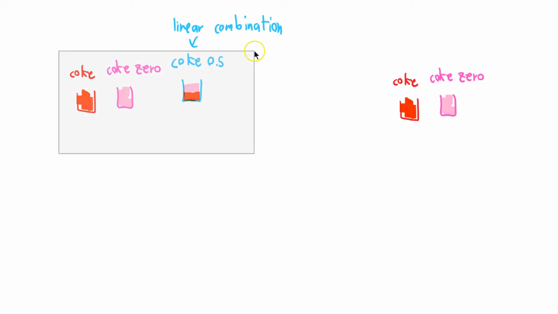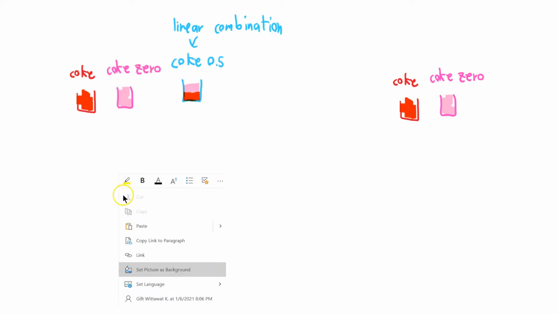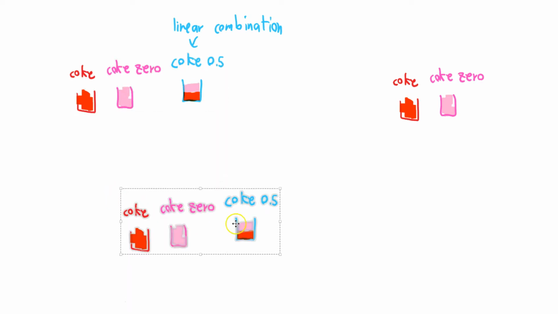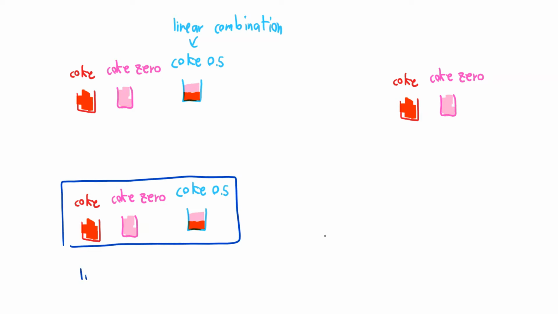And if I were to add these three together, that will make them linearly dependent. So these three guys are linearly dependent. You can see that the Coke 0.5 here is a redundant product. I don't really need it. I can just sell Coke and Coke Zero and that would be fine.